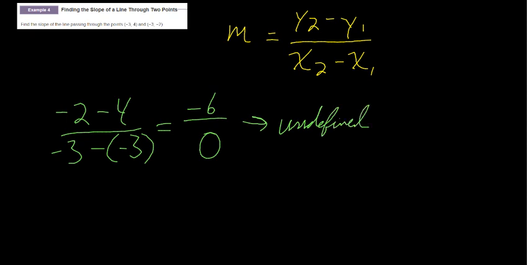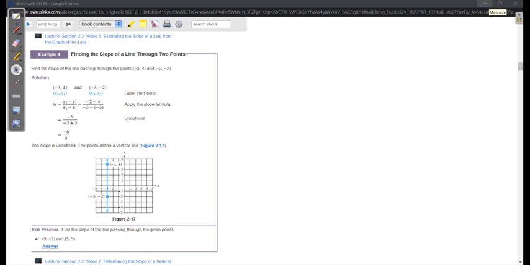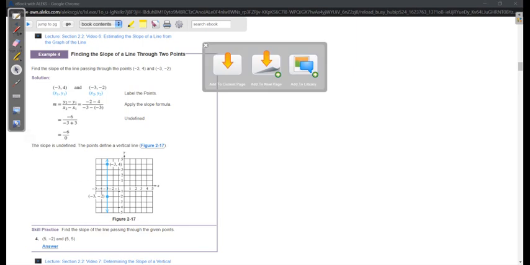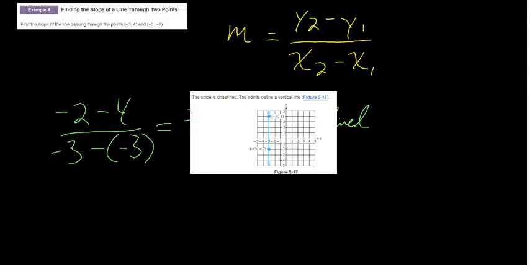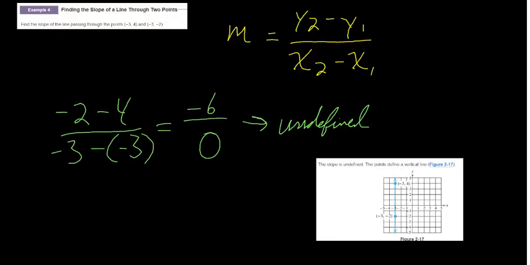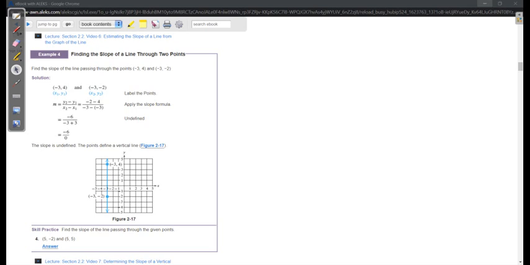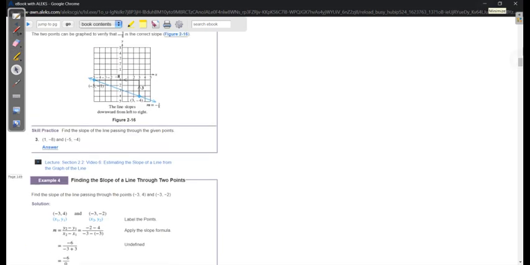Okay, and what did I say an undefined slope was? I said that an undefined slope was a vertical line. So if we look here, you know what? I probably should have snipped that for the previous example as well. So let's go back and put that graph in there.